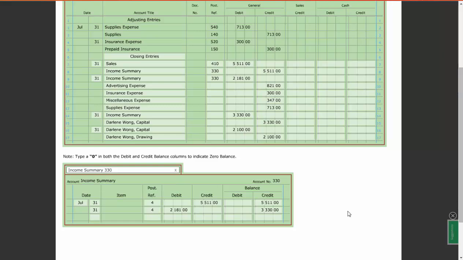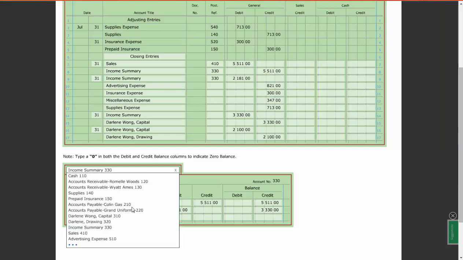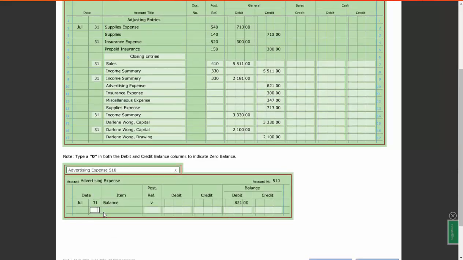$3,330. That should be your balance of the income summary. Then I'm going to go ahead and do advertising expense. Now, the whole point of closing entries is revenue, expenses, and drawing should have a 0 balance. So if I credit advertising expense 821, it is 0, and I put 510 back up top.